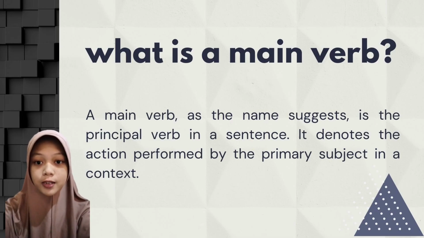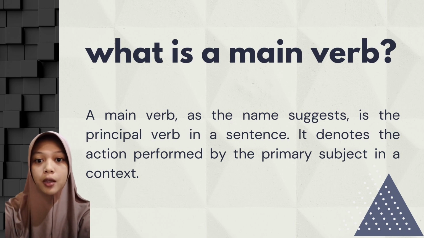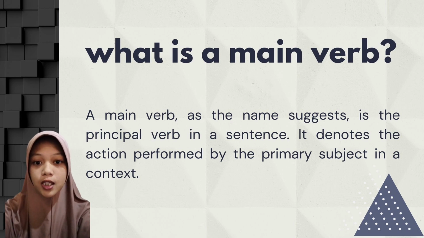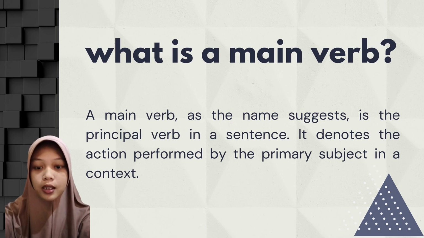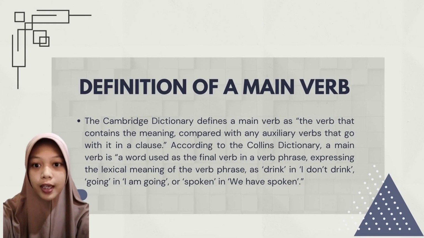Okay, for the first, I will explain to you what a main verb is. A main verb, as the name suggests, is the principal verb in a sentence. It denotes the action performed by the primary subject in a context. Okay, next, what is the definition of a main verb?